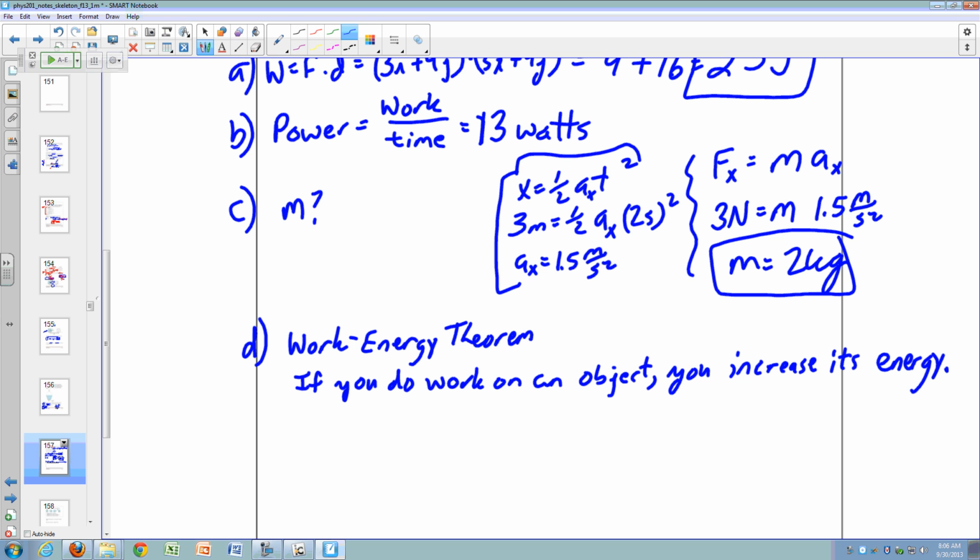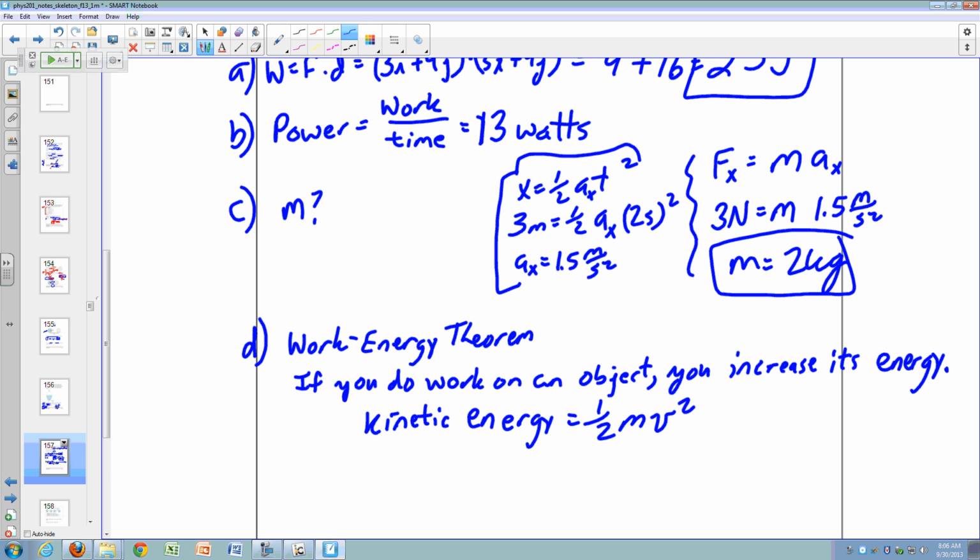Alright, and we can calculate the energy of an object, the kinetic energy, which is the energy due to motion, in this way. And we'll get to this a little bit later, but this part of the problem involves it. It's equal to 1/2 mv squared, 1/2 times the mass times the speed squared.